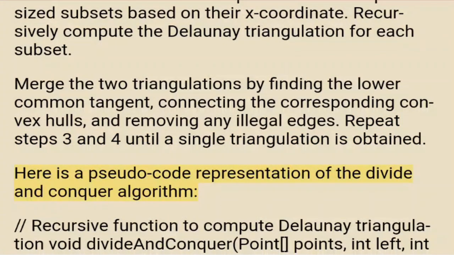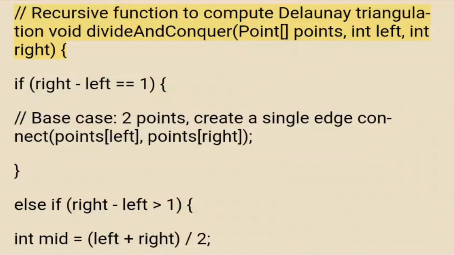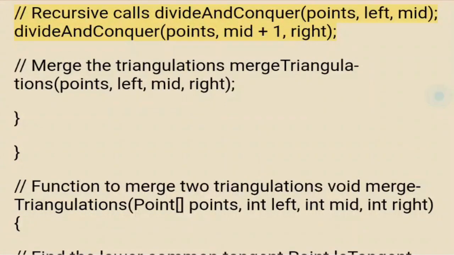Here is a pseudocode representation of the divide and conquer algorithm. Recursive function to compute Delaunay triangulation: void divide_and_conquer(points, int left, int right). If right - left equals 1, base case, 2 points, create a single edge connecting the points. Else if right - left is greater than 1, int mid equals (left + right) / 2. Recursive calls: divide_and_conquer(points, left, mid), divide_and_conquer(points, mid + 1, right). Merge the triangulations: merge_triangulations(points, left, mid, right).